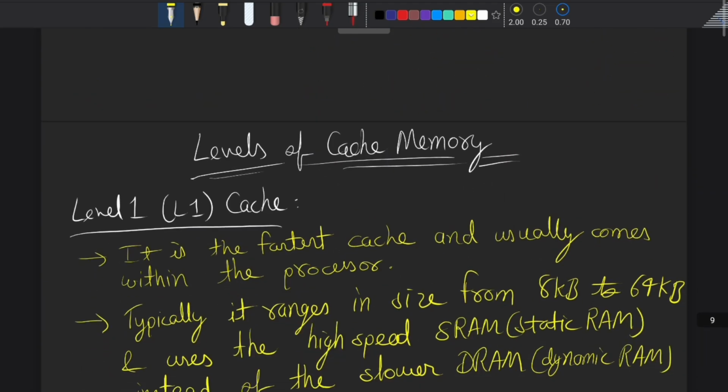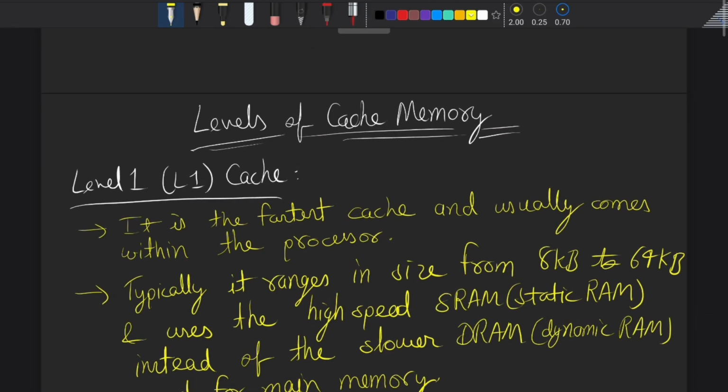Now let's move towards the next topic, that is levels of cache memory. In cache memory, as we have already discussed, there are three levels. Let us discuss each level one by one. So the first level is level 1 cache. So it is the fastest cache and usually comes within the processor. So the level 1 cache is the fastest of the three, and it usually comes within the processor. That is, it is usually built inside the processor.